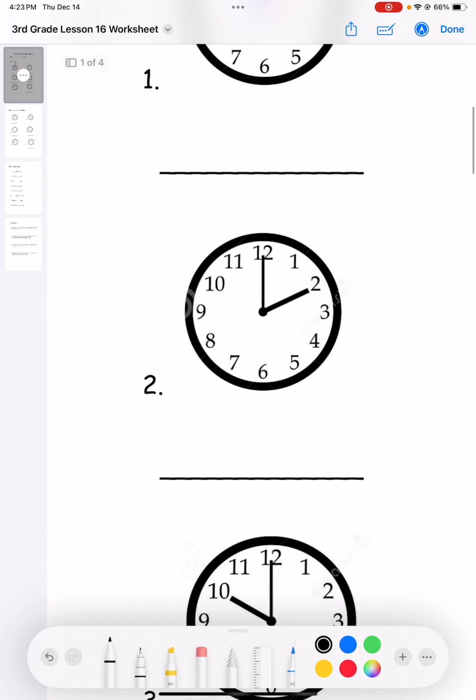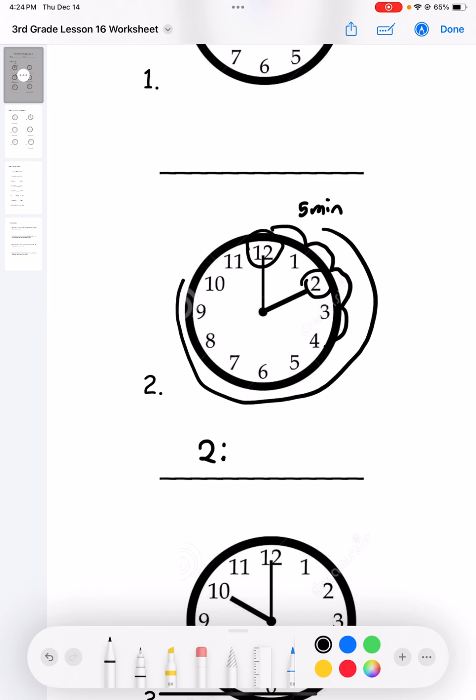So number 2, we have the hour hand at 2. That means it's 2 o'clock. And the minute hand is at 12. And that means every time the number moves 1 over, it's 5 minutes for the minute hand. So if we go all the way around and we reach here, it'll be exactly 60 minutes. And when it reaches 60 minutes, we go back to time 0.